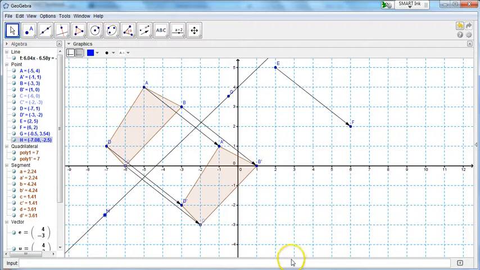Okay? So good luck with your assignment, guys, and start proving and determining mathematically if lines are parallel or not.